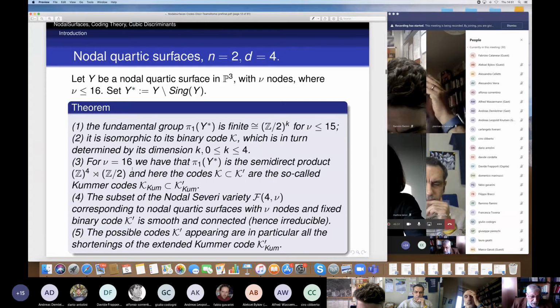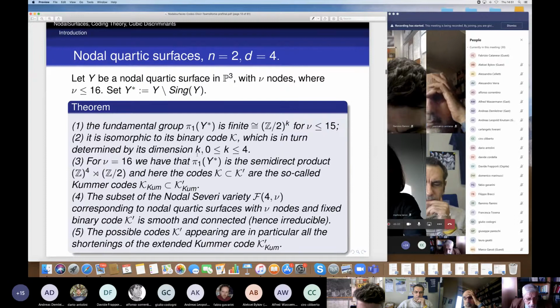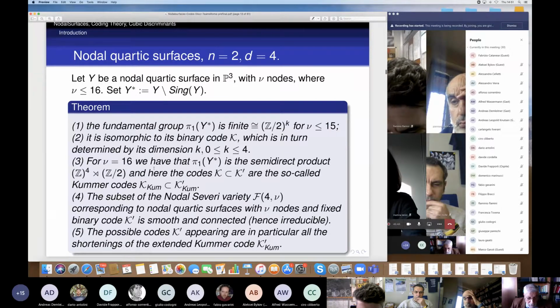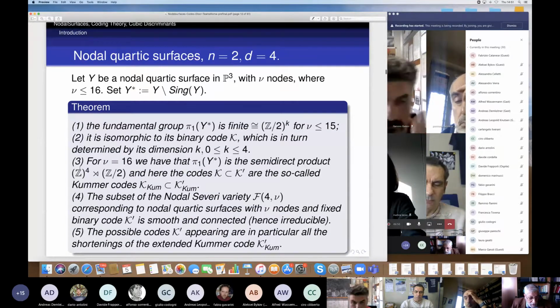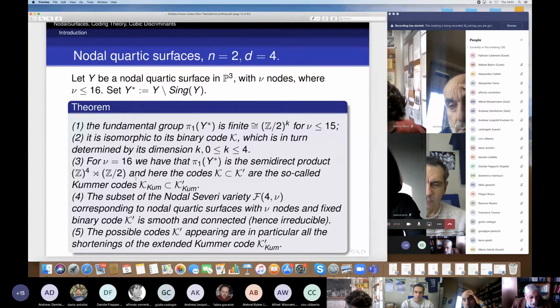For 16 nodes, this is classical. So the first is a new result, the third is known. But we want to mention that for 16 nodes, this group is infinite. It's just the semi-direct product of Z to the 4 with Z mod 2, so we have Z mod 2 acting on this free abelian group by multiplication by -1. And here, the codes are what I call Kummer codes. I will later explain how they are known in coding theory.